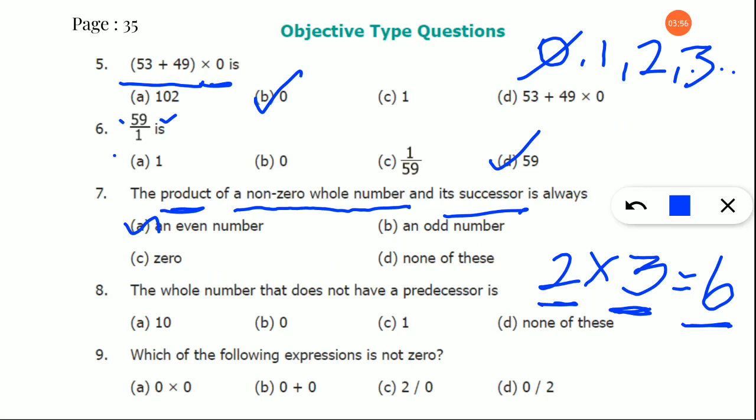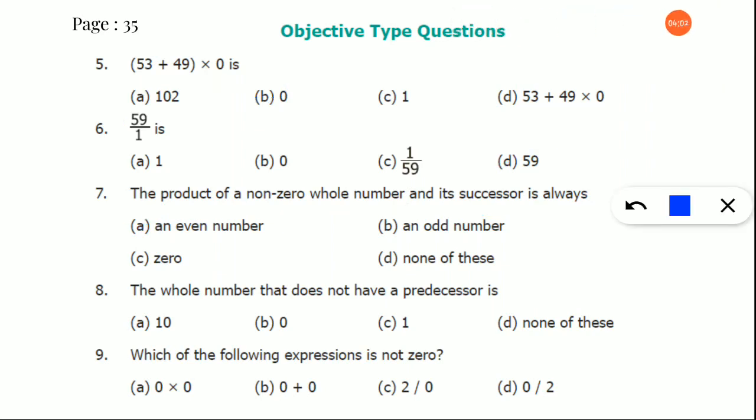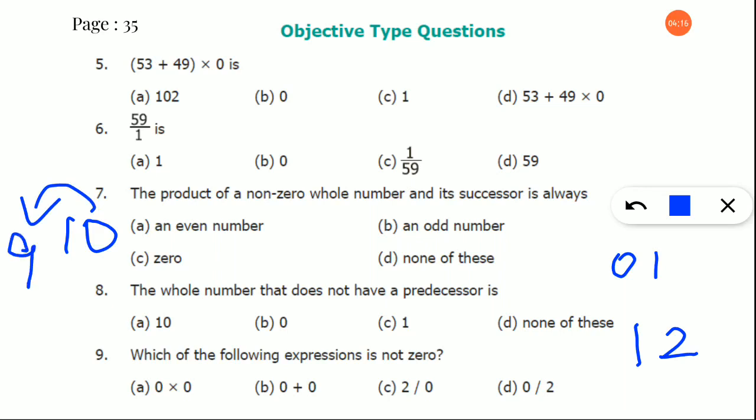The whole number that does not have a predecessor. What is a predecessor? The number which is coming in front. Okay, before 1 we have 0. Before 2 we have 1. If I am asking before 10, what is the predecessor? Before 10, the number 9 comes. Same way they are asking which number does not have a predecessor. So what is the number that comes before 0? Only negative numbers are possible, but negative numbers are not whole numbers. Okay, so the answer is 0.